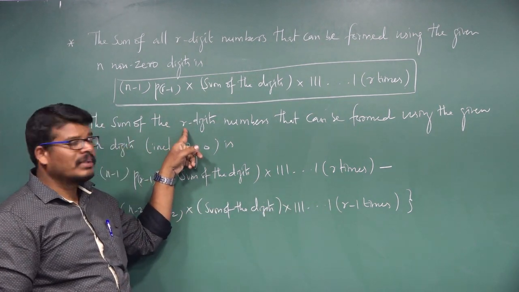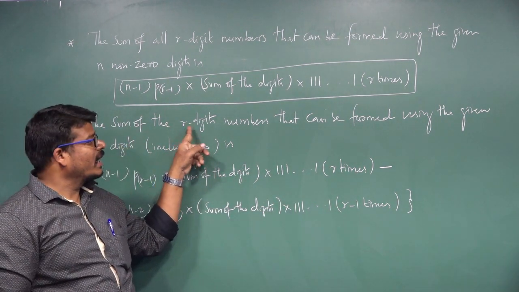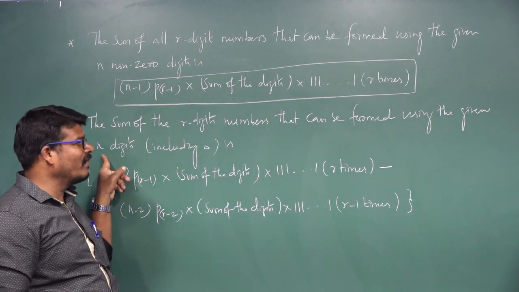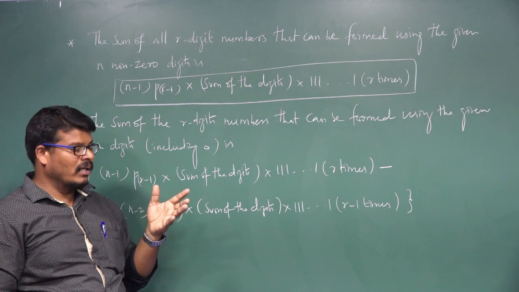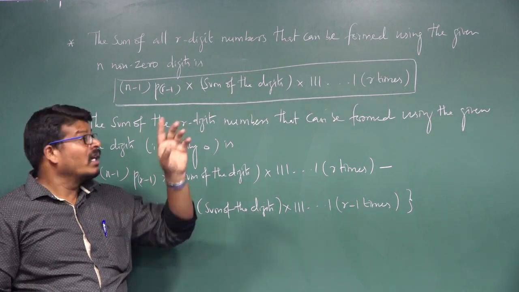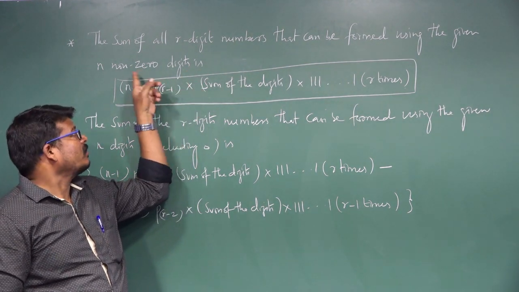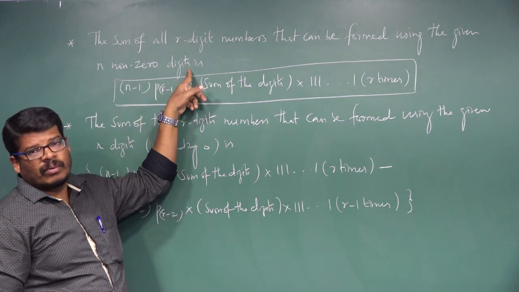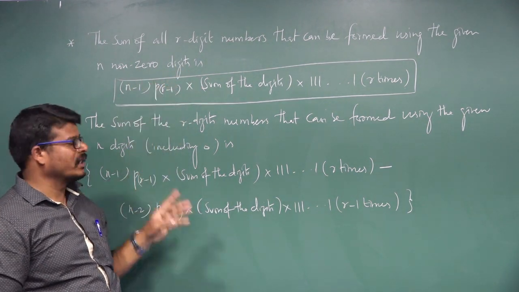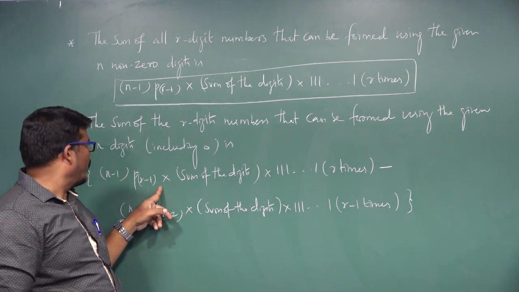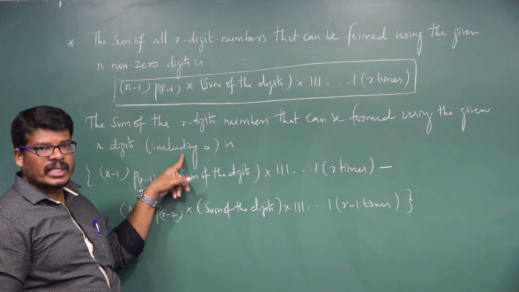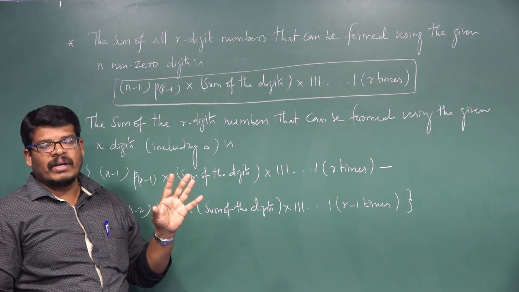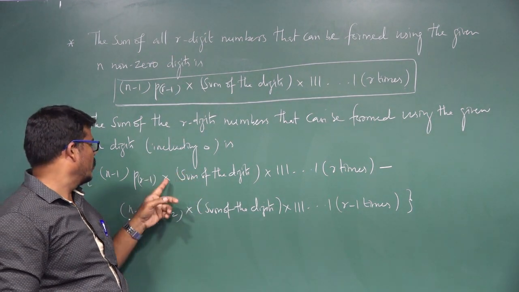For example, consider the sum of the 4-digit numbers that can be formed using a given number of digits. For example, 5 digits are given: 1, 2, 3, 4, 5. The first problem has the digits 1, 2, 3, 4, 5, excluding 0, all non-zero. The second formula is including 0, where the given digits are 0, 1, 2, 3, 4, five digits including 0.